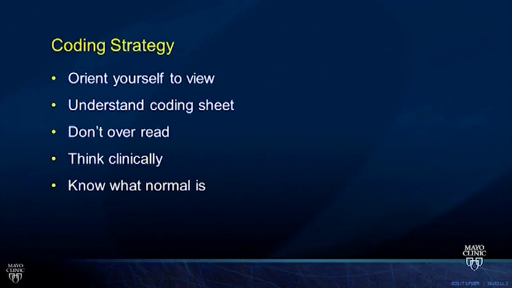So the first thing I like to do is orient myself to the view. Is this an RAO, LAO, based on anatomic landmarks? And then it's key to also understand the coding sheet and know what's on that before you take the exam so that you can quickly code what you need to. Don't overread angiograms. Really think about the cases clinically and think about what would I do in practice, and that will usually take you in the right direction on the boards. And also know what normal is, because there probably will be a normal angiogram or two on the boards.